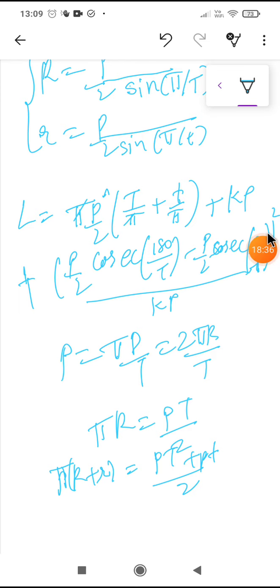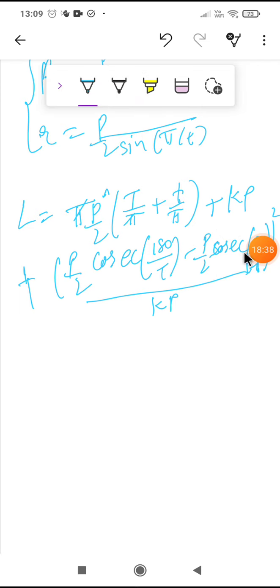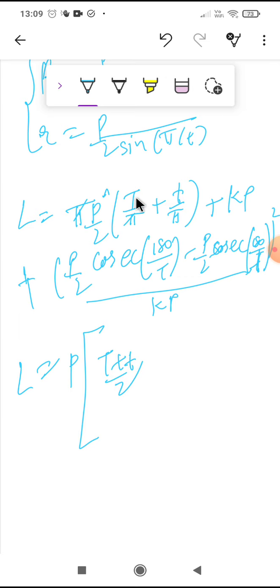Now let's see. So now I will just rub that. What is our length formula finally? P is common in every term, so I will take P as common. So we are left with T plus t divided by 2, plus K.